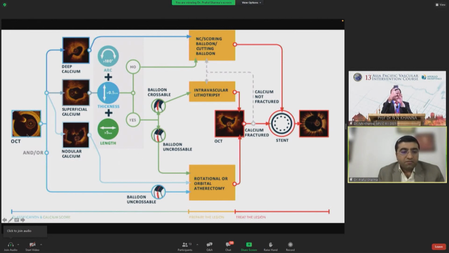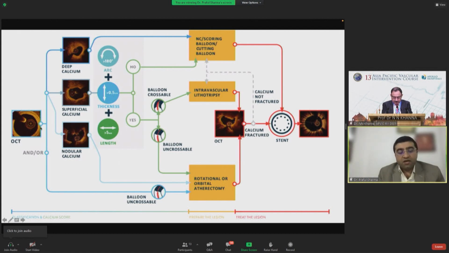Now, first of all, we see whether the OCT catheter or a balloon can cross. If the OCT catheter or the balloon doesn't cross, the patient should be taken directly for a rotablation. If on a repeat OCT there is a fracture of calcium, then the stent can be implanted. If the calcium is not satisfactorily fractured, the patient can either be dilated using an NC balloon or an IVL balloon, depending on the amount of calcium remaining.